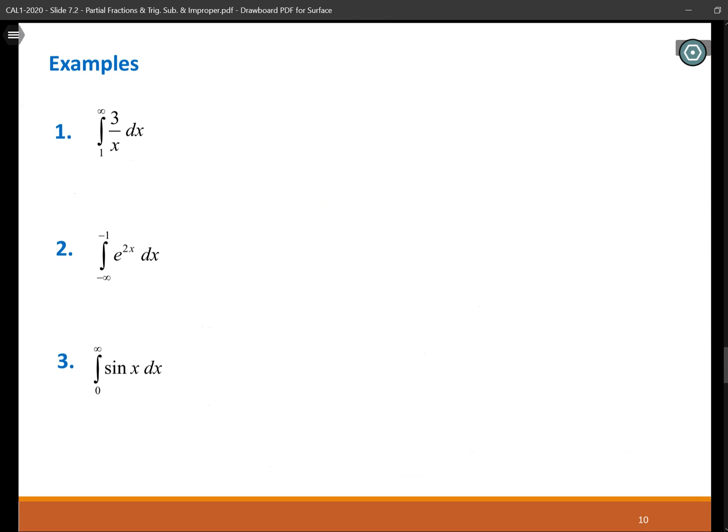Okay, so here we have 3 examples, and it shouldn't take long to finish this. So let's try to do this quickly. All right. Let's take a look at example 1. I look at this. This is just another integral, but then I notice that the upper bound of this integral is infinity. So this is definitely improper.